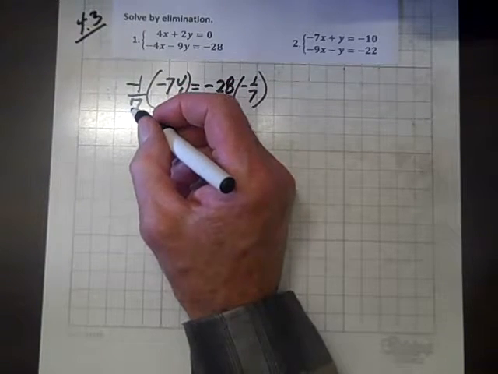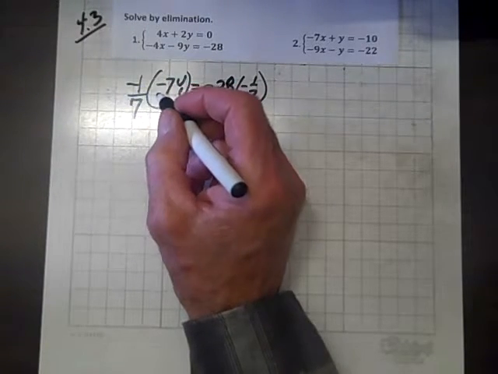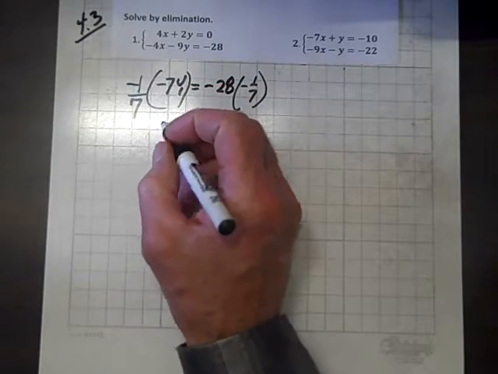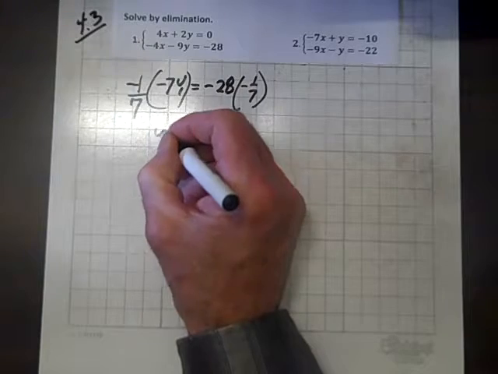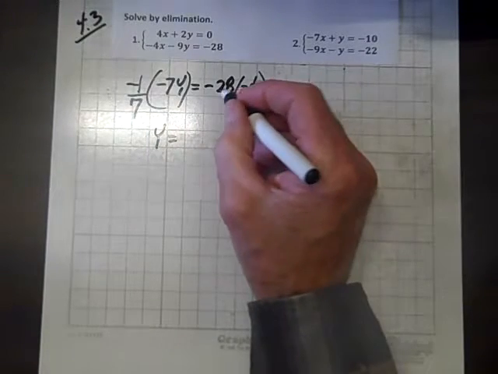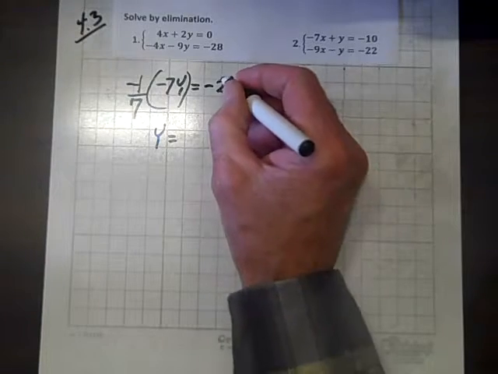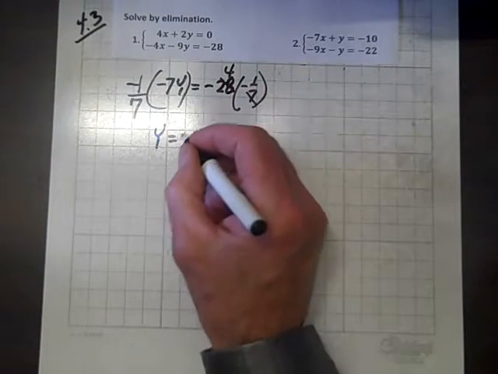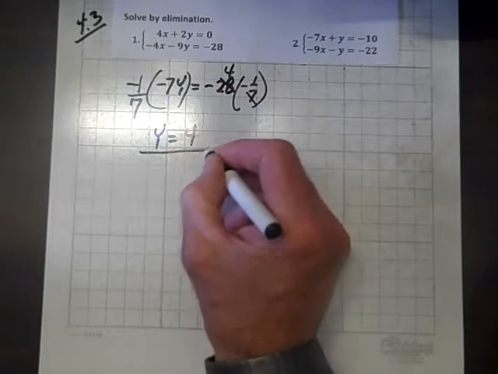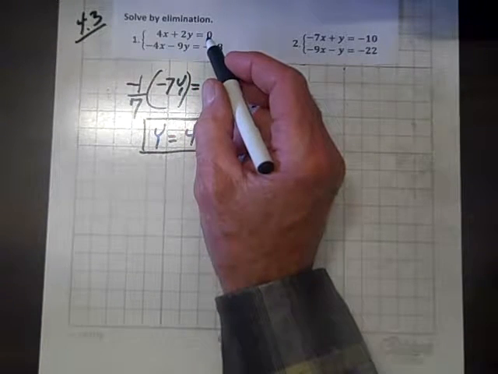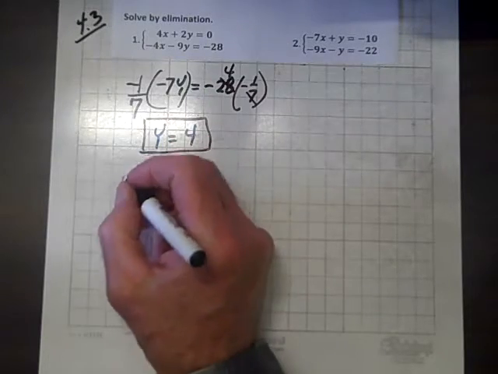And the product of reciprocals is 1. The negatives, the 7's divide out, and the even number of negatives is positive. So we get y equals, and the product of two negatives is positive, and 7 goes into 28 4 times, so y equals 4. Now, if y equals 4, we simply have to solve for x.